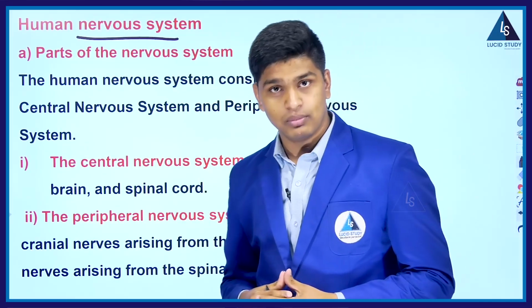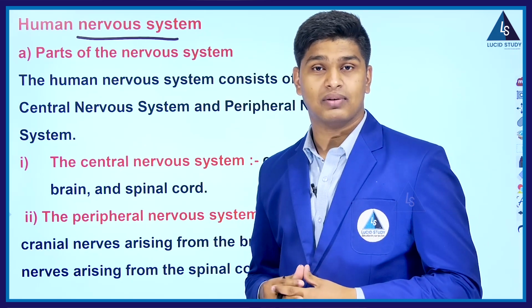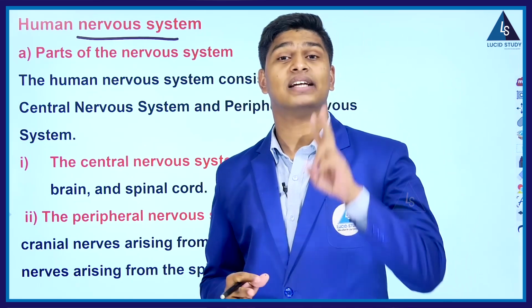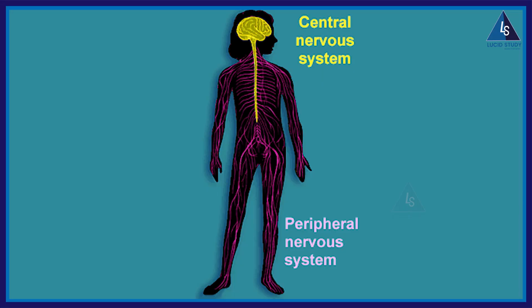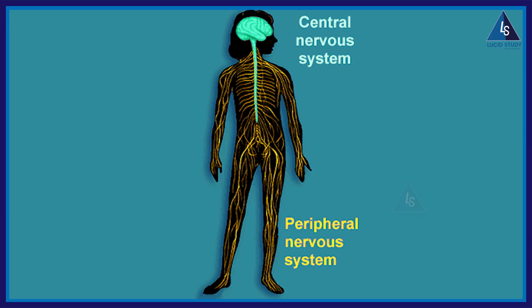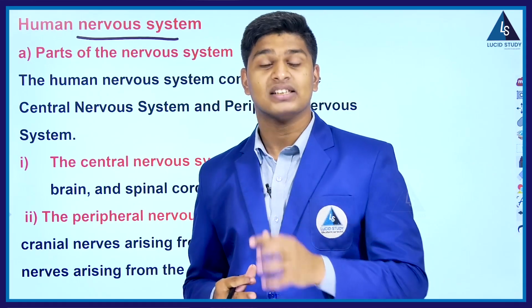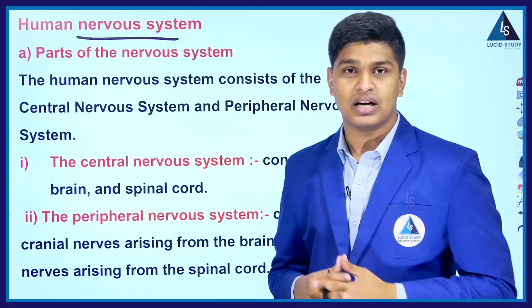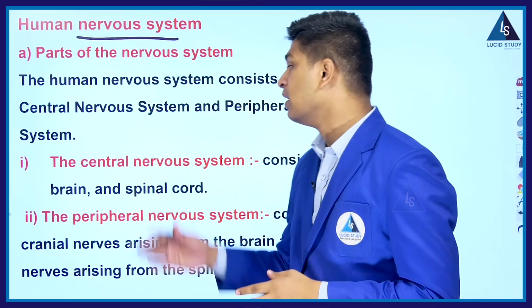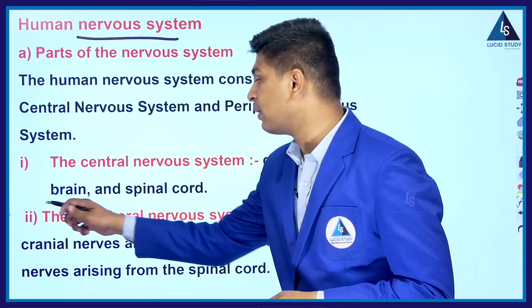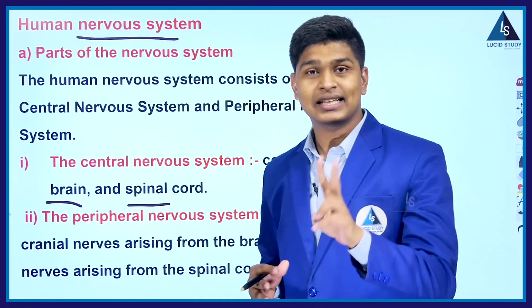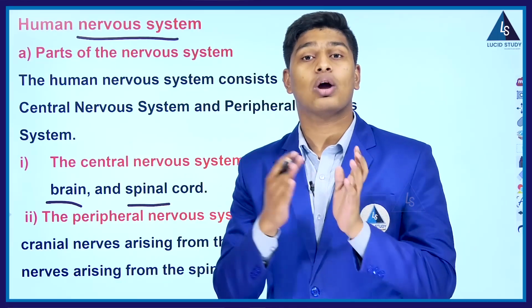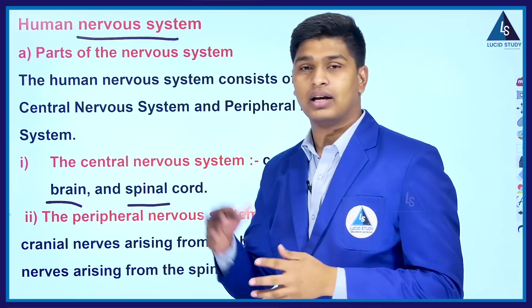When we talk about the human nervous system, what are its parts? It has been categorized into two, which are CNS and PNS. Now you might ask me, sir, what is CNS and what is PNS? Let me tell you. CNS is the short form of central nervous system and PNS is the short form of peripheral nervous system. When we talk about the central nervous system, what does it constitute? The central nervous system constitutes the brain and the spinal cord. Only these two parts are considered as the parts of the central nervous system.